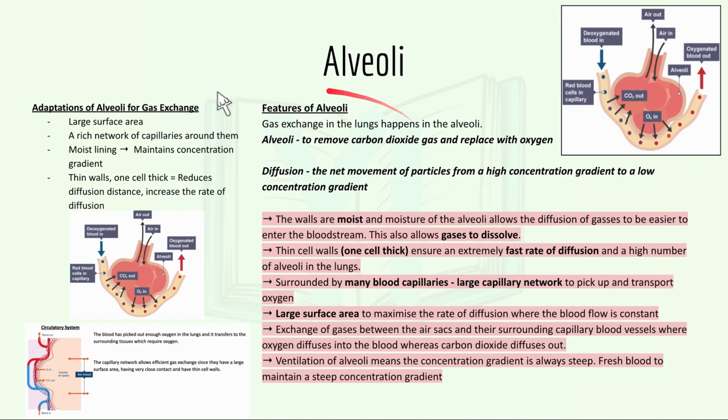So here we have alveoli, and here are the adaptations of alveoli for gas exchange. They have a large surface area and a rich network of capillaries around them. They have a moist lining to maintain the concentration gradient, and they have thin walls which are 1 cell thick to reduce diffusion distance and increase the rate of diffusion. So here are the features of alveoli. The gas exchange in the lungs happens in the alveoli, which remove carbon dioxide gas and replace it with oxygen. And diffusion from Year 9 is the net movement of particles from a high concentration to a low concentration. And you can have a read for yourself for more in-depth adaptations.